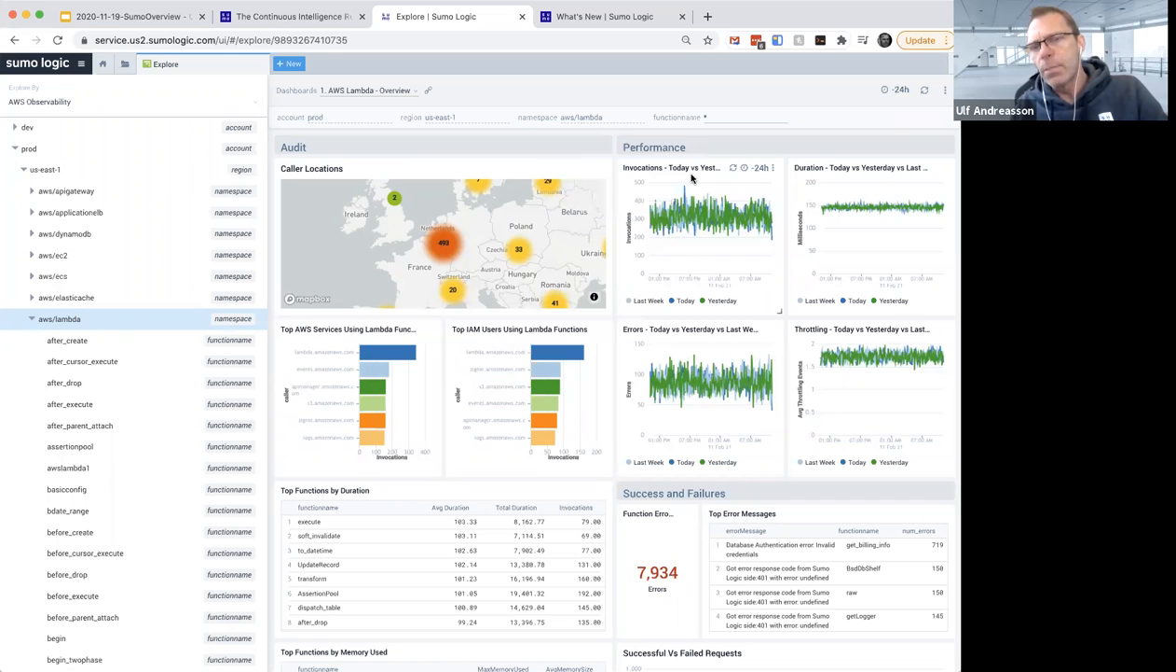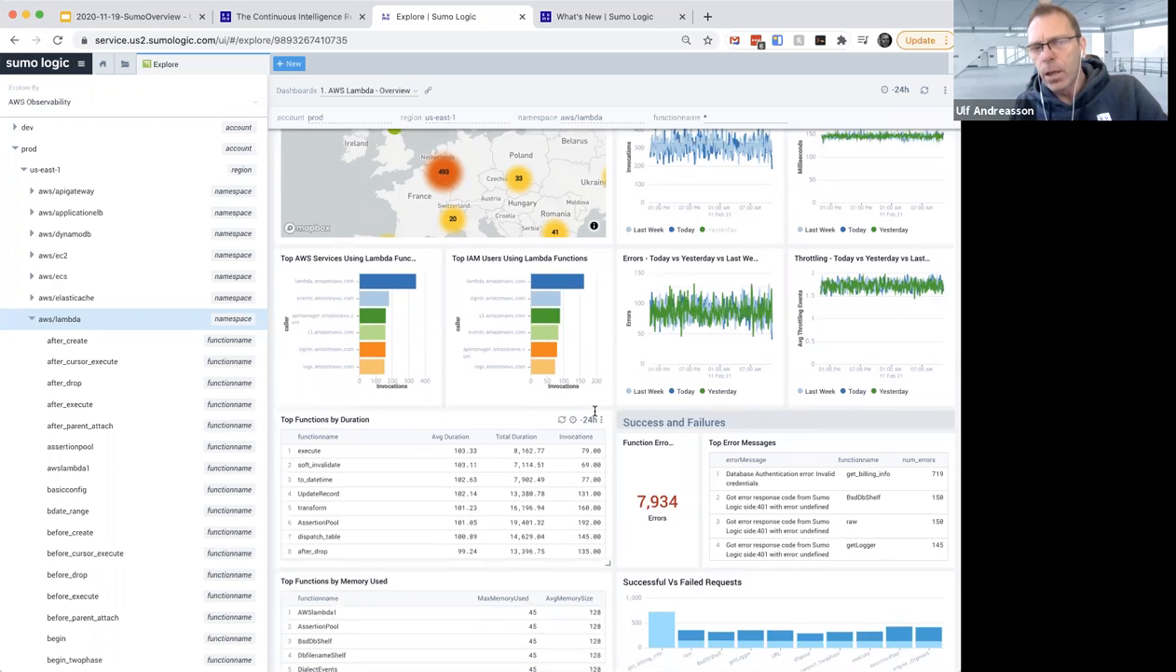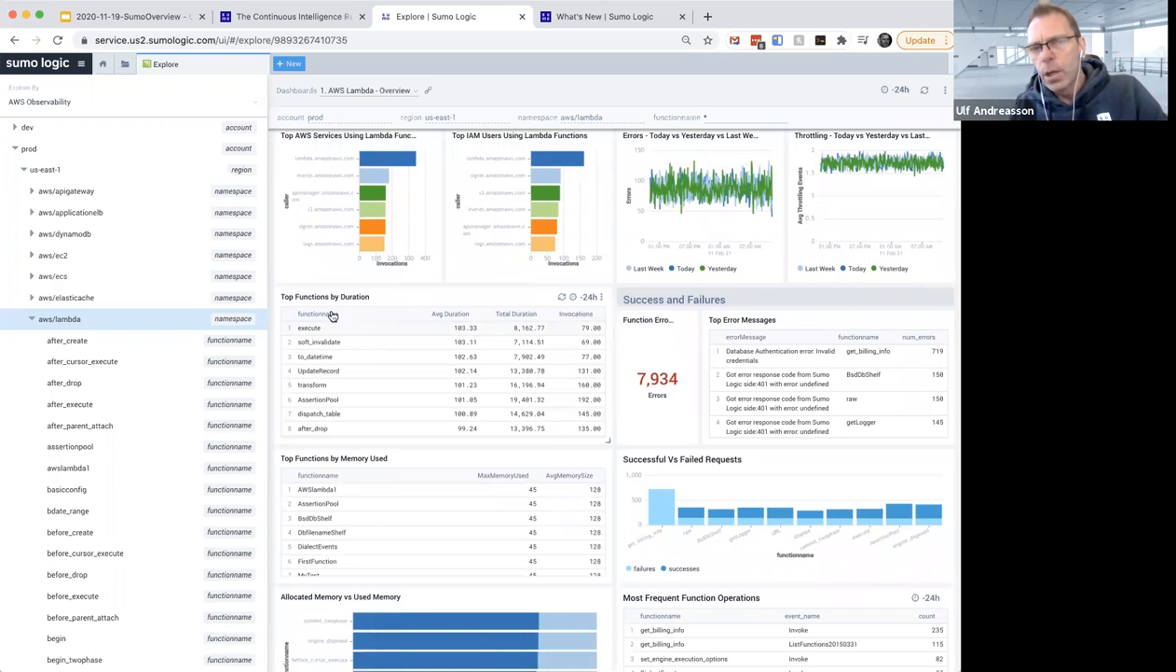Invocations, as I said previously, today versus yesterday. If I remove yesterday, which is this green one, I can compare today versus last week, or whatever way you want to do this. This is easy to change when you go into the search here, and I can slice and dice it to my liking, so to speak. Duration of the Lambdas, or error messages, or number of errors within my Lambdas, or even throttling and things like that. I can also see things like the top functions based on duration.